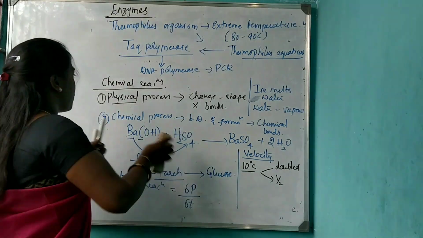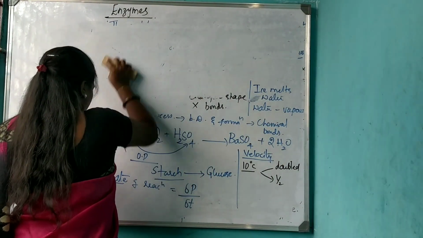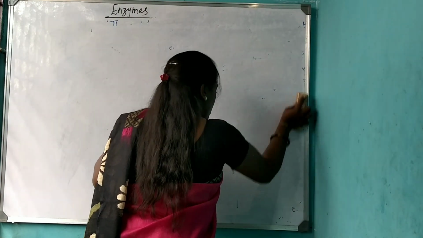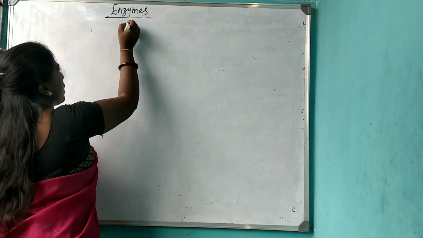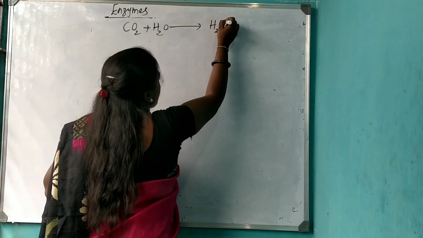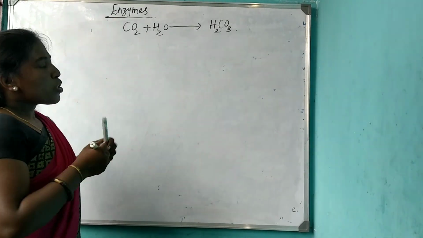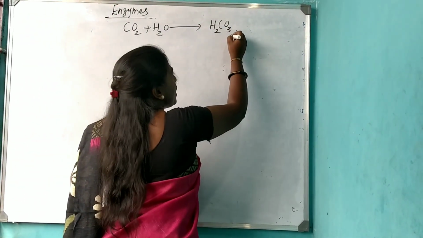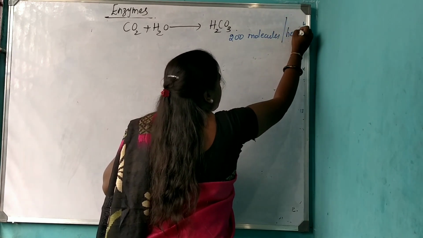Okay, so that is the thumb rule followed by the biomolecules or the enzymes. Here one example is carbon dioxide combining with water, a simple reaction which results in the formation of carbonic acid. Let us see this reaction in the absence of enzyme. Carbon dioxide combines with water to form carbonic acid, H2CO3. How many molecules of carbonic acid can be formed here? Only around 200 molecules, and that is per hour.